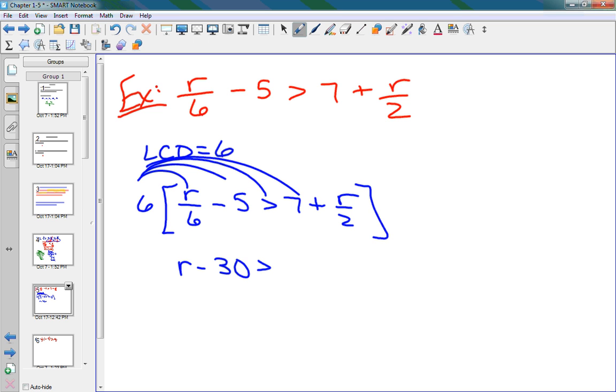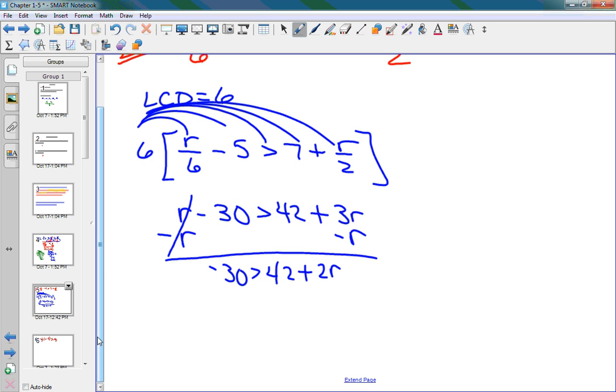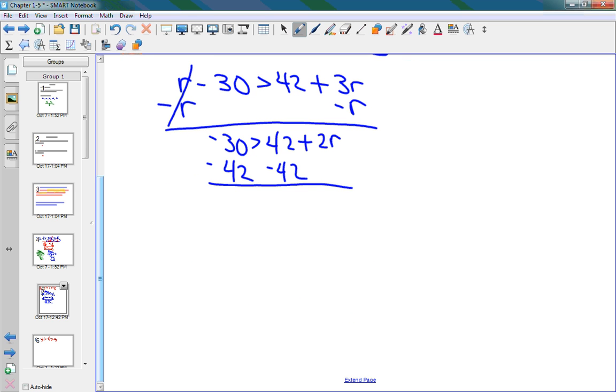Go to the next one. 6 times 7 gives me 42. Go to the next one. 6 divided by 2 gives me a 3 and drop down the R. So go ahead and subtract R. And I have -30 is greater than 42 plus 2R. Now, I'm going to subtract 42. Notice I'm not flipping my sign. So this is going to give me a -72 is greater than 2R.